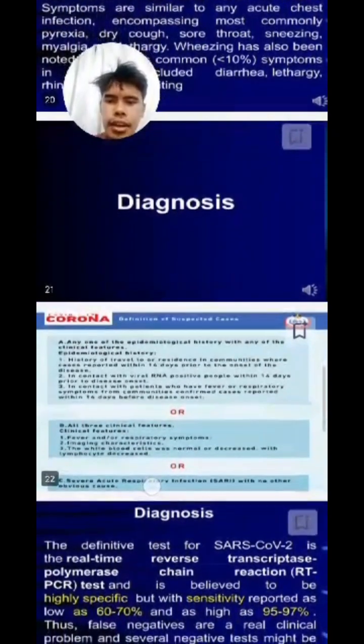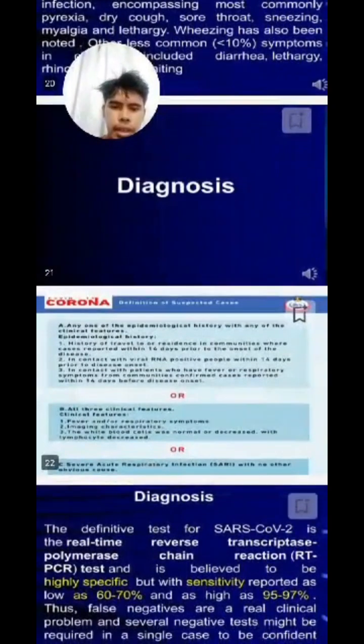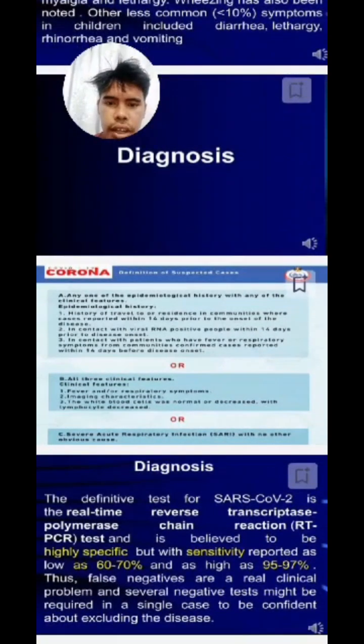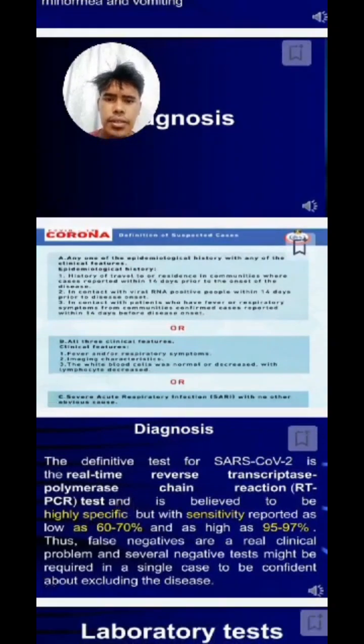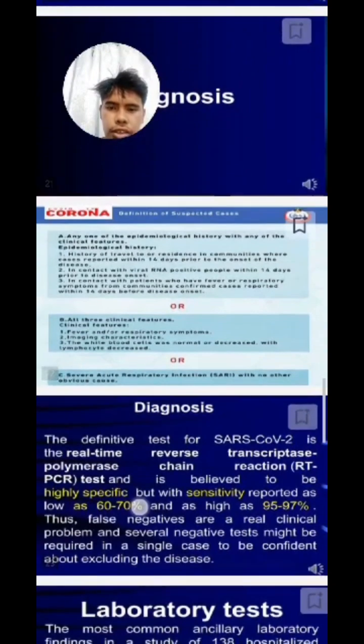The coronavirus disease diagnosis relies on immunological history and biological factors. Number one, history of travel or residence in affected communities reported within 14 days before disease onset. Number two, contact with viral RNA positive people within 14 days prior to disease onset, including those with fever or respiratory symptoms from confirmed cases reported within 14 days before the disease onset.